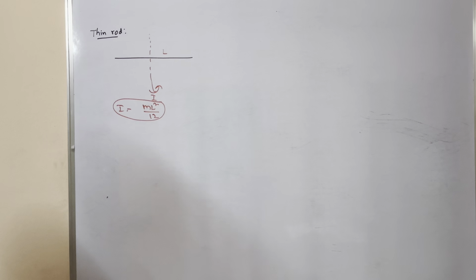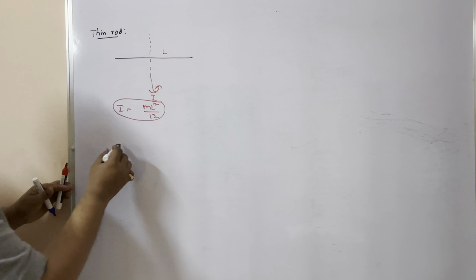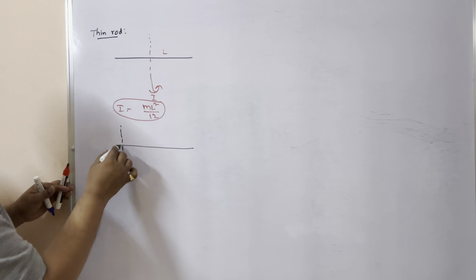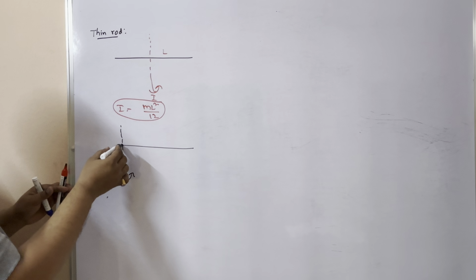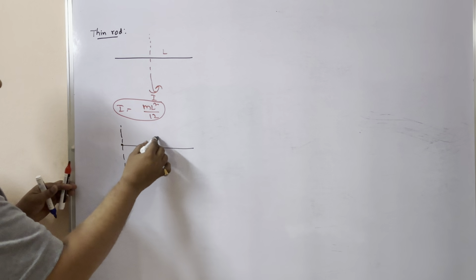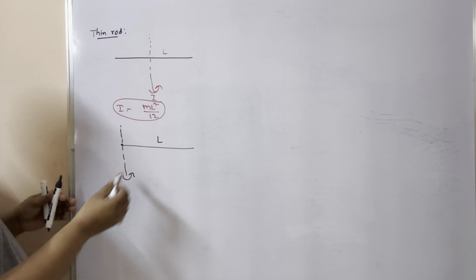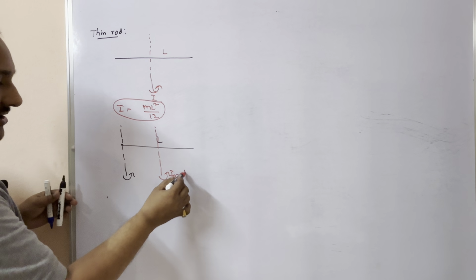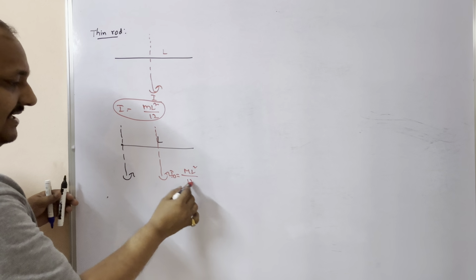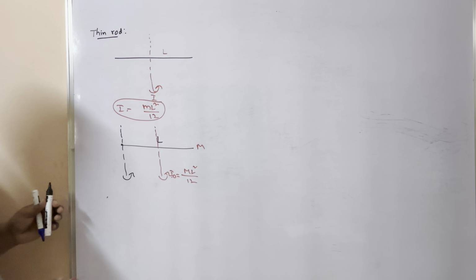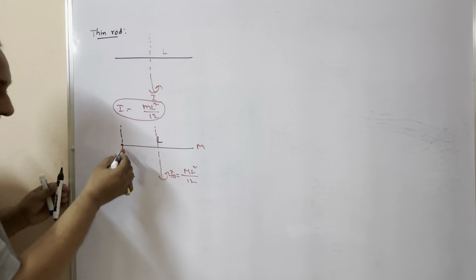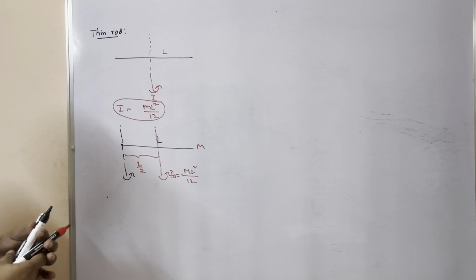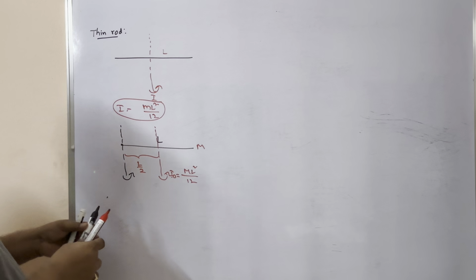Passing through its center perpendicular to its length. If the same rod is rotated about an axis passing through one of its ends, perpendicular to its length, at that time, we already came to know this is going to be I naught. What is I naught? M L square by 12, if the rod mass or thin rod mass is M. Now, about this axis you want. Now, what is this length? L by 2.